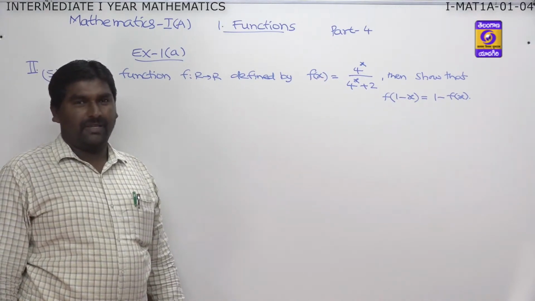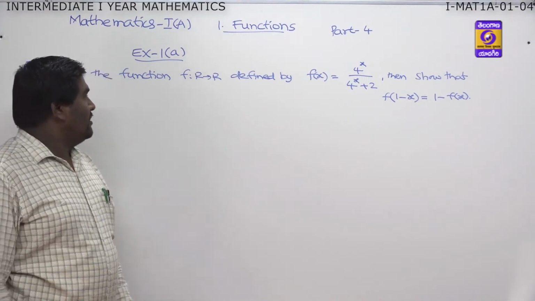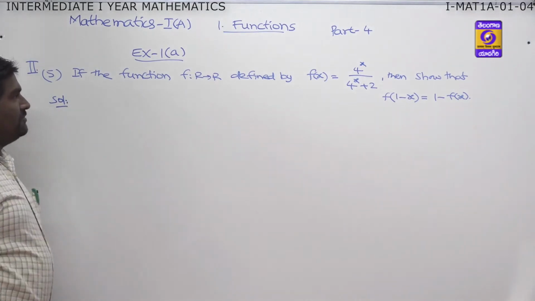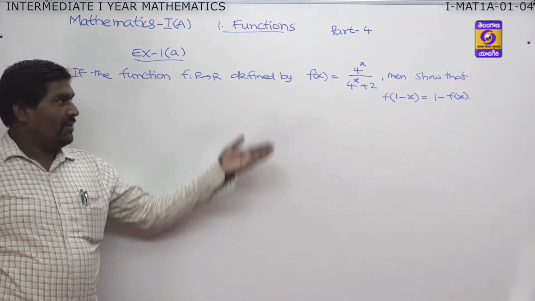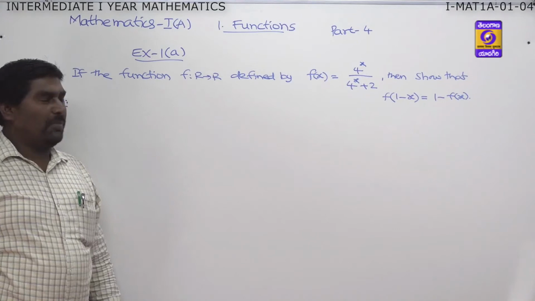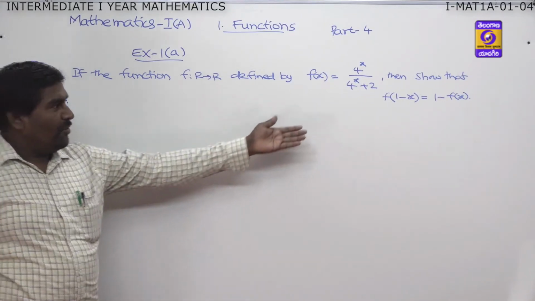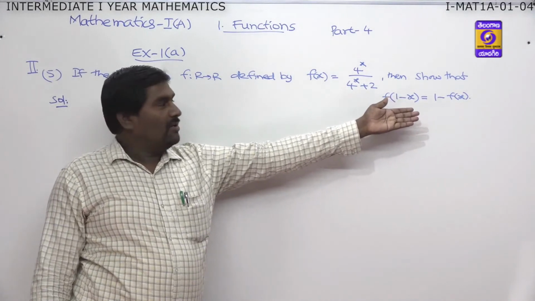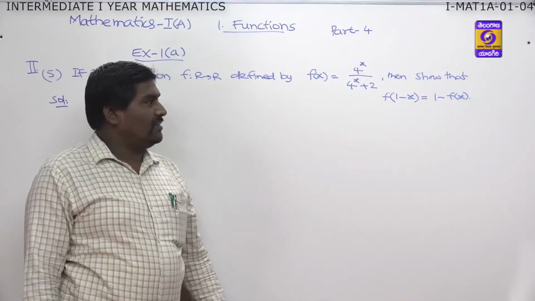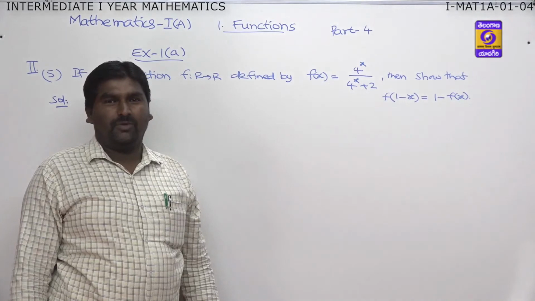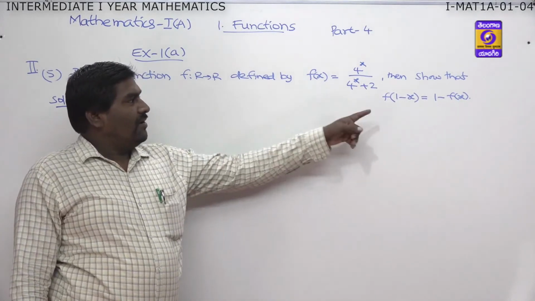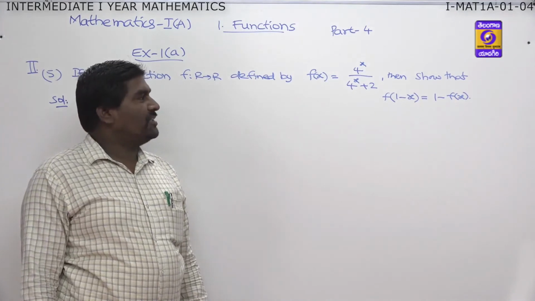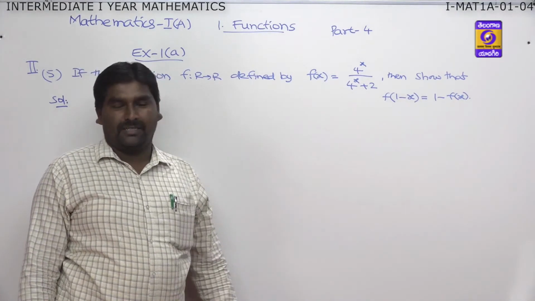Here we have to solve that problem. f of x is given by 4 power x by 4 power x plus 2. Now we have to show f of 1 minus x is equals to 1 minus f of x. So to find the value of f of 1 minus x, we have to replace 1 minus x in the place of x. After simplification, we may get the required result.